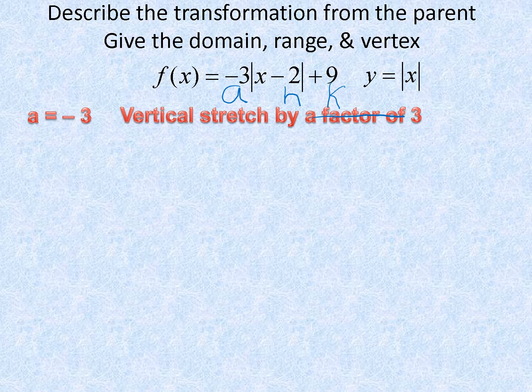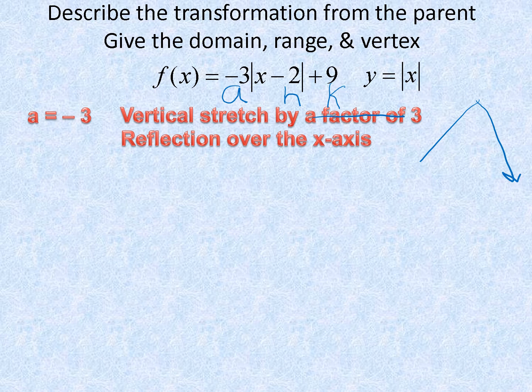Since a is negative, that means we are going to reflect over the x-axis. So yes, it is important that you say over the x-axis, because if you just say reflection, we're going to be like, okay, which way? So you have to say reflection over the x-axis. Also, because a is negative, our absolute value is going to open down versus up.